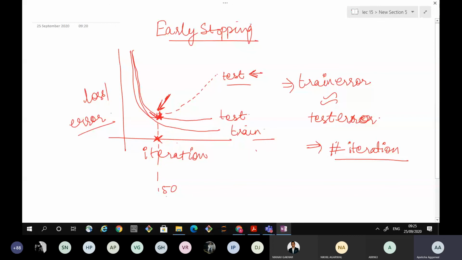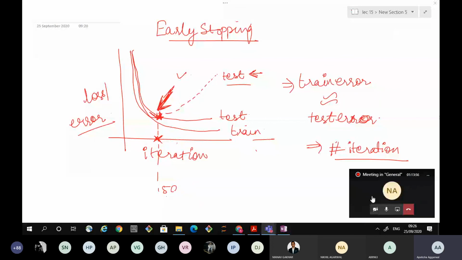We don't move forward, and we say, okay, this is my optimum point, and at this point the model is performing fine. This is also another way to avoid overfitting, because after this point my model is overfitting, since test error is extremely high and training error is low. This means my model is not generalizing for test data. So this is called early stopping, and it can be used for avoiding overfitting. Okay, so this was it for today's lecture.